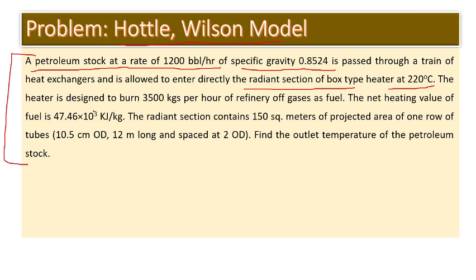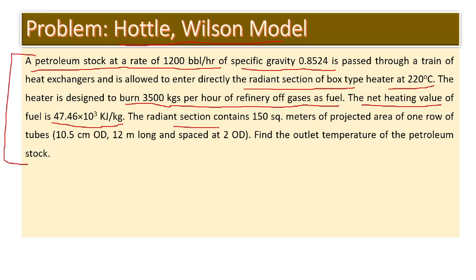The furnace is designed to burn 3,500 kg per hour of refinery gases as a fuel. So we are using the refinery gas as a fuel, and the net heating value of that fuel is given here also, that is 47.46 into 10^3 kilojoules per kg, meaning 1 kg of the refinery gases burned, 47.46 into 10^3 kilojoules of energy will be liberated.